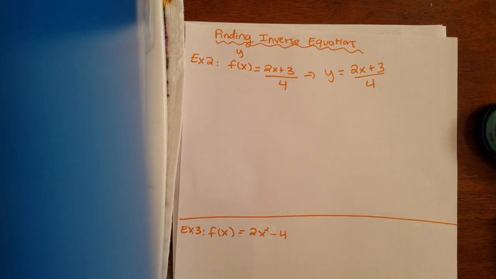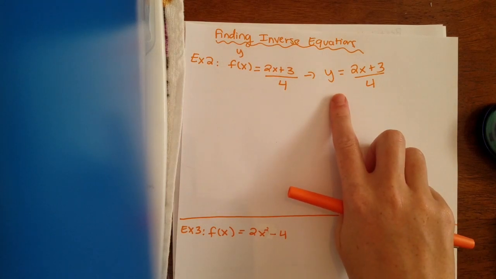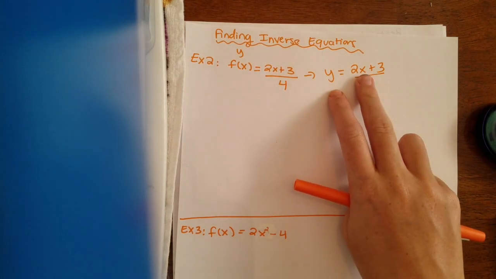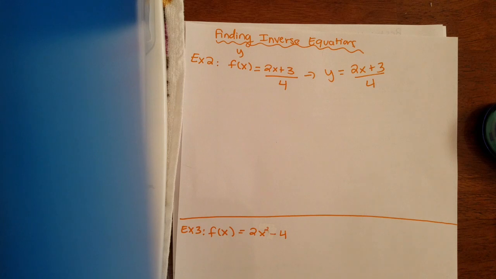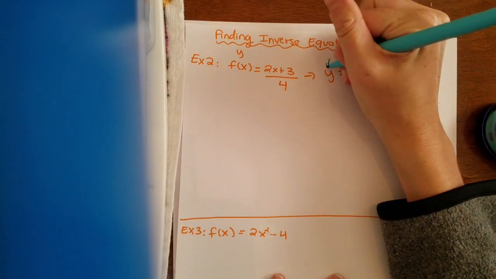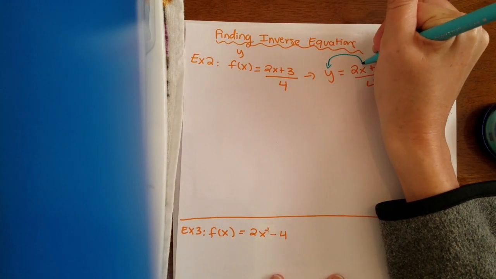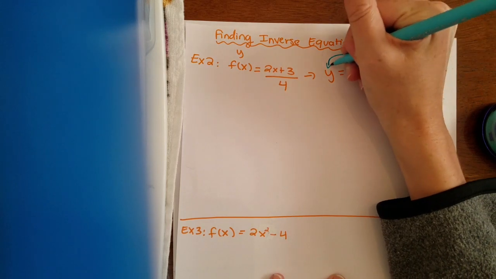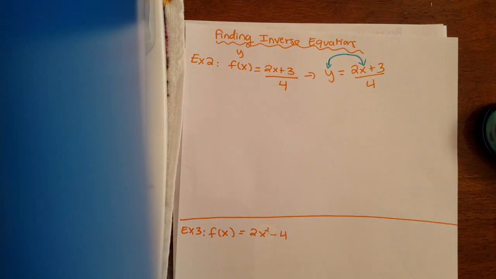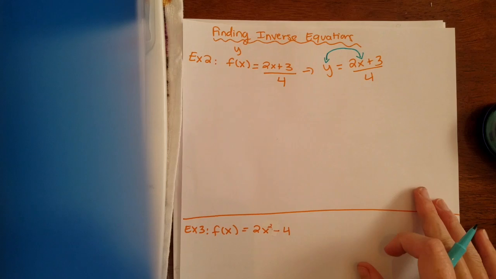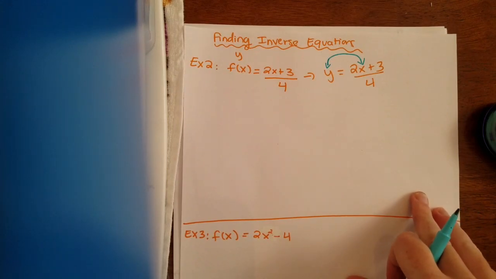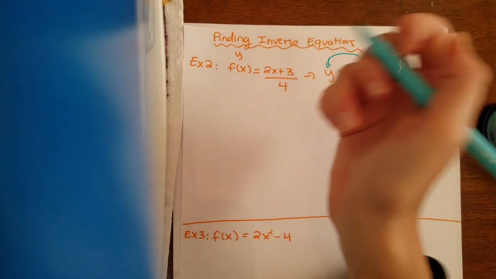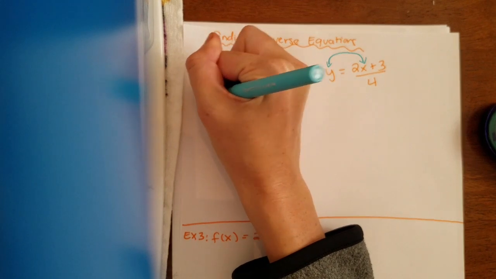Just like we did in example problem 1, to find the inverse of a relation or function, the x and y must interchange. So my x and my y trade spots for the day. My y is going to hop to where the x is, and my x is going to hop to where the y is. So the first step when you're finding your inverse equation is to interchange the x and the y value.